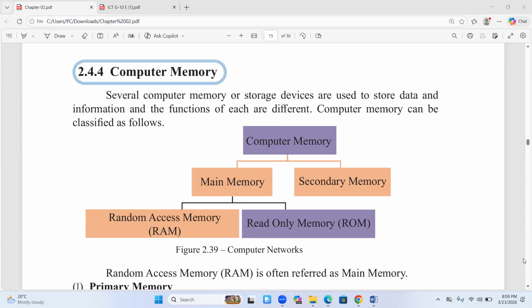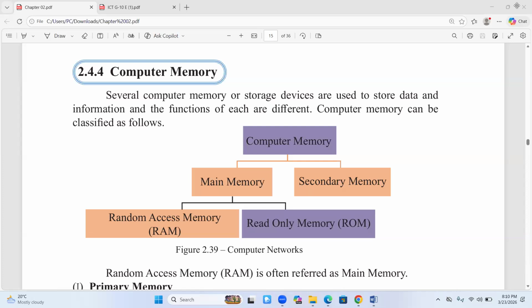Right, so we are in the second unit. In the second unit, we discuss some topics. Today we have to discuss the memory of a computer. Students, can you hear me? Yes. Right. Okay.